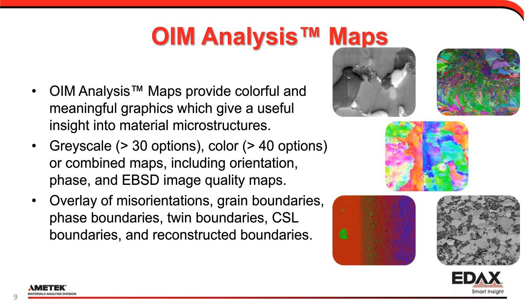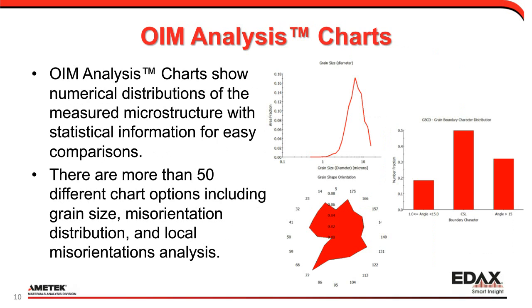In addition to these maps, we can also create charts that show the numerical distribution of these measurements. And that makes it easy to see average grain size and misorientation distributions. We can get statistical information that makes for easy comparisons. And we can represent it in a graphical means with a picture, and those two pieces fit together nicely to really describe the measured components of the microstructure.